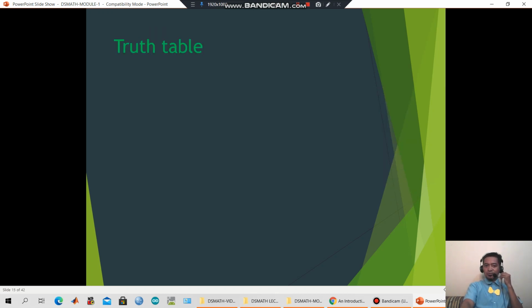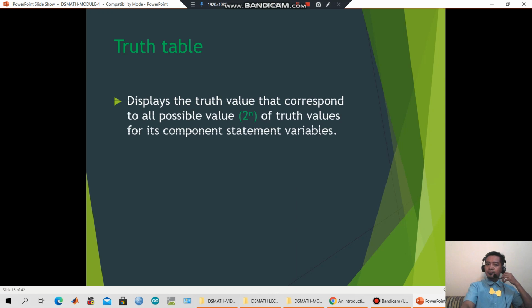Okay, what is a truth table? So alam naman natin, pag may truth table tayo, it's just like we have a matrix of all the combinations of possible input statements with their corresponding truth values. Ayan po ang truth table. Okay? Define natin. Displays the truth table that corresponds to all possible values. And all possible values is actually computed by 2 raised to n. Ano yung ibig sabihin ng base 2?